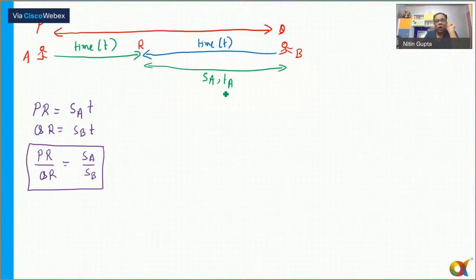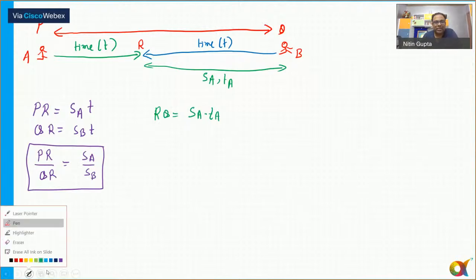Now, what is the distance RQ? So can you say the distance RQ is equal to speed of A into time taken by A? So I can say RQ is speed of A into time taken by A. That is important here. Similarly, let's see what happens in the second scenario.